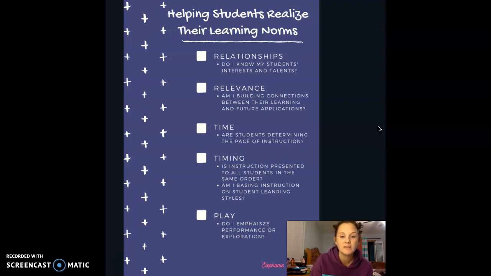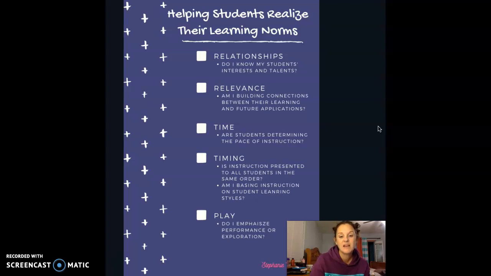Next is relevance. Am I building connections between their learning and their future applications? This kind of goes back to relationships. I think it's really important for students to see that what they're learning is going to help them in the future with what they want to do. If you have a student who is really into video games and gaming, you could tie a lot of your teaching back to something that relates to that.